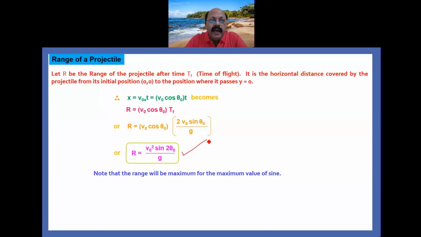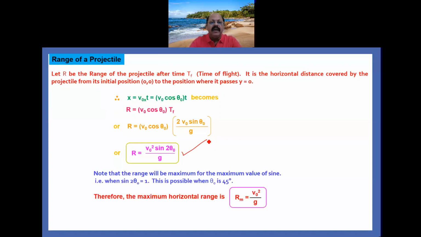Now r will be maximum when sine 2 theta naught equal to 1. So sine 2 theta naught equal to 1 means sine 2 theta naught equal to sine 90, then 2 theta naught equal to 90 and theta naught equal to 45 degree. So r will be maximum when theta naught equal to 45 degree. So that's why we can write maximum horizontal range Rm equal to V naught square upon G.